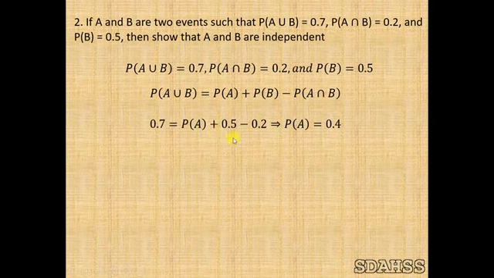0.5 minus 0.2 is 0.3. You bring this 0.3 to the other side, it becomes negative. 0.7 minus 0.3 is 0.4. So P of A is equal to 0.4.